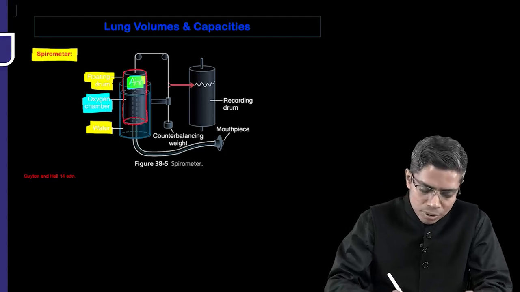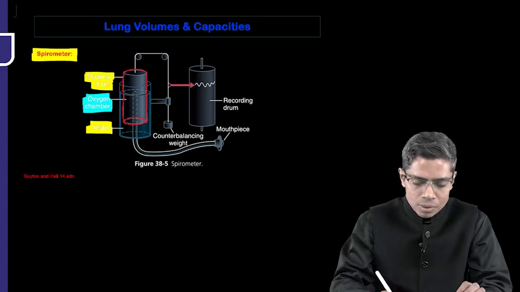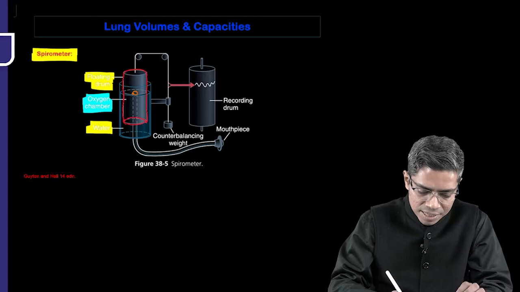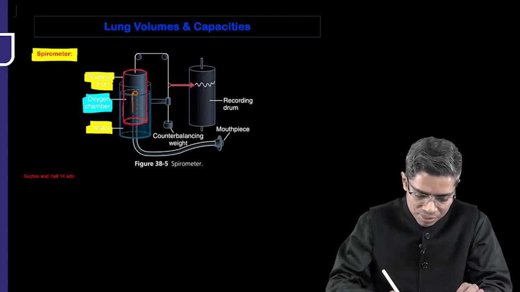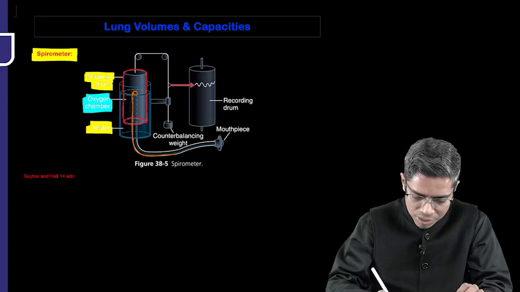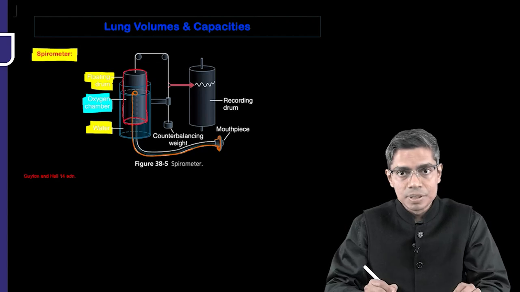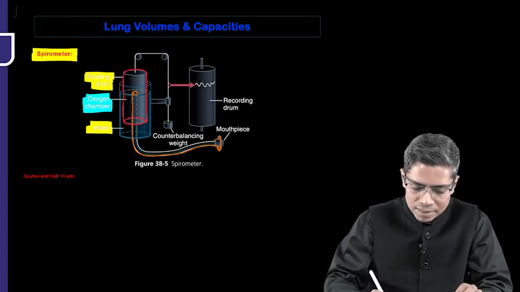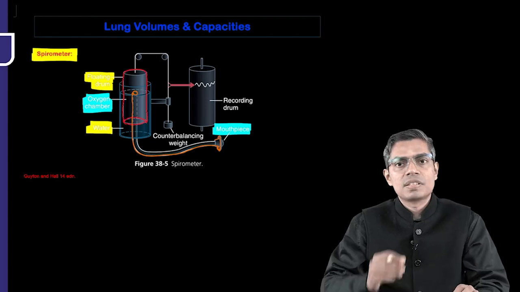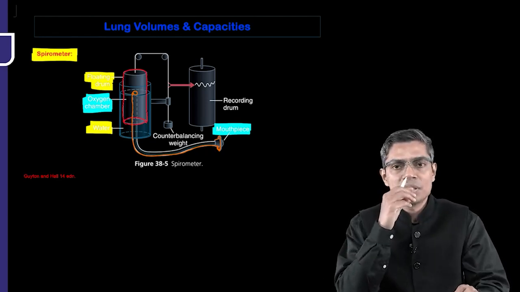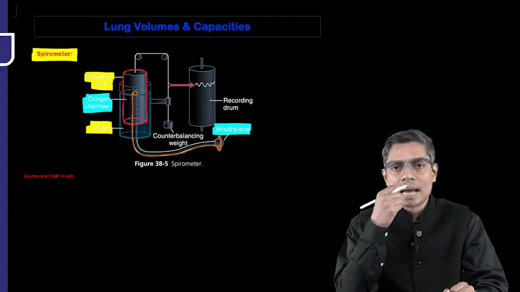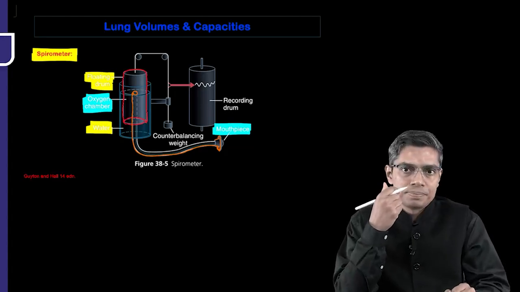Now next thing you have to note down is that at the center of this drum, one tube is fitted. This tube, if you follow this tube is ultimately connected at the mouth of the subject. That's why it is written that this is the mouthpiece. So the subject has to take this mouthpiece inside the mouth, and then the nose will be closed.